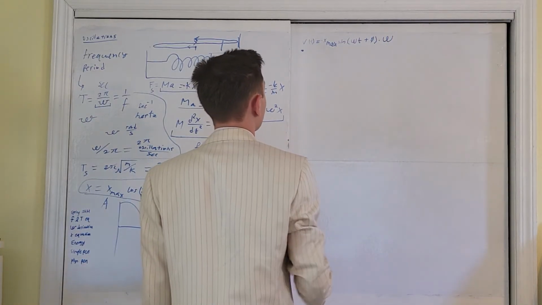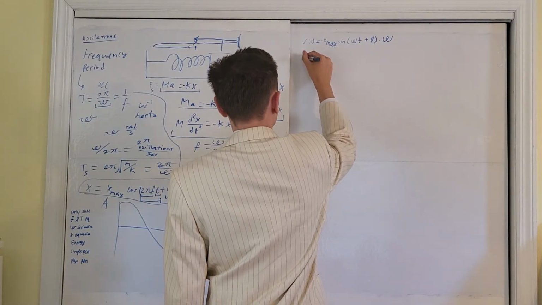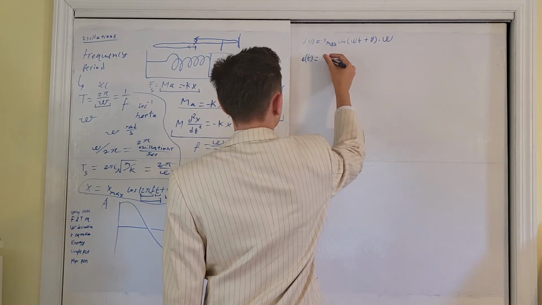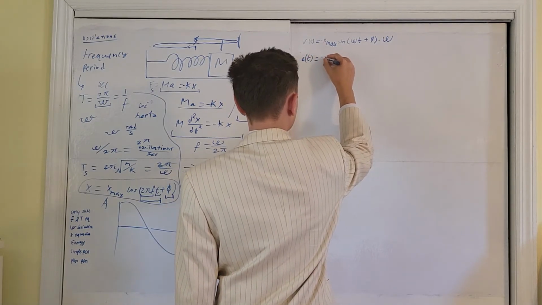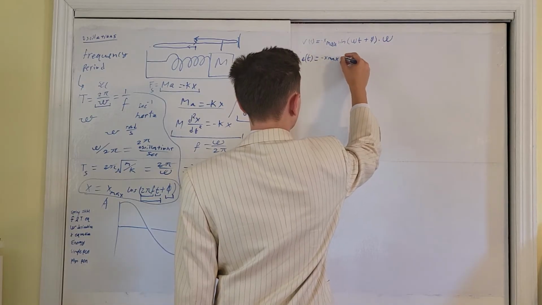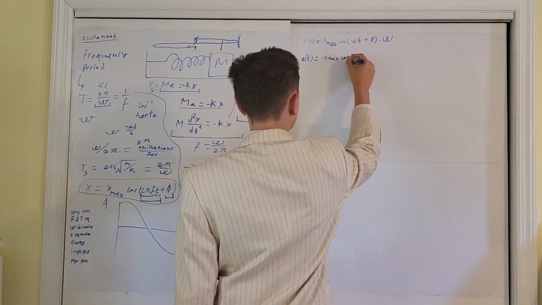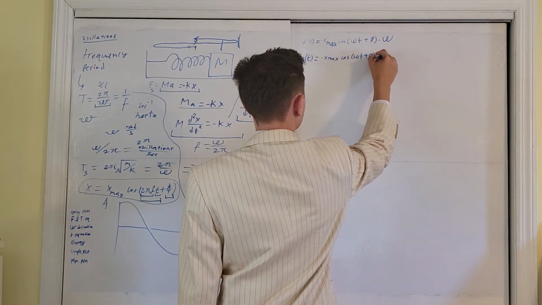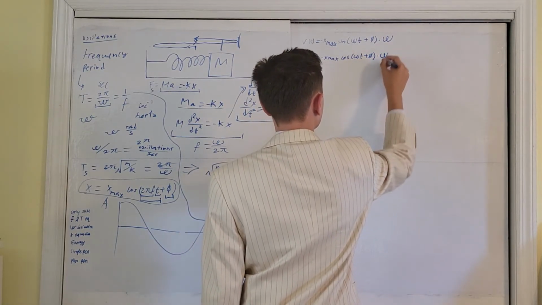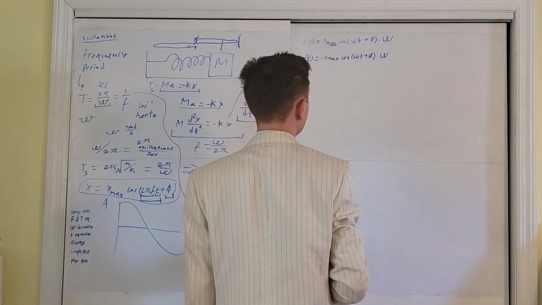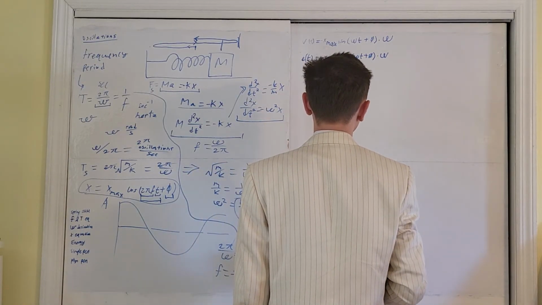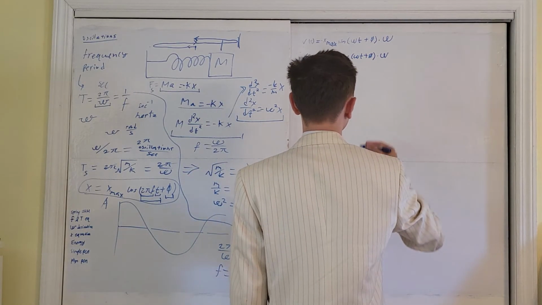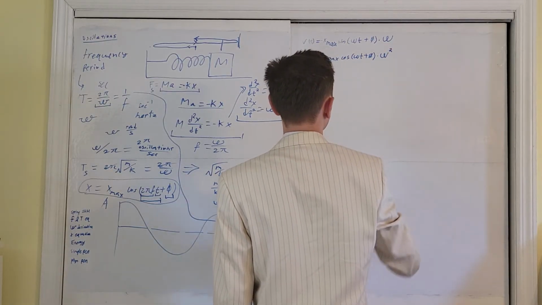Okay? And we can rewrite our acceleration as a function of time equals negative x max times the derivative of sine, which is cosine, omega t plus phi, times omega, which we're going to assume is a constant, and the derivative of the inside again would be omega, making this an omega squared.